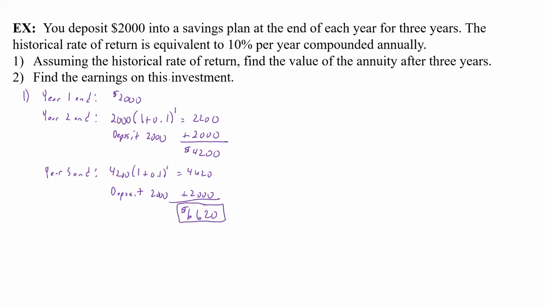Now it says find the earnings on this investment. Okay, well, earnings on the investment. How much have we total invested? Well, we've invested 2,000 here and 2,000 here and 2,000 here. So we've invested 6,000 out of that 6,620. So if we take 6,620 minus 6,000, that's going to be $620 basically in interest that we've earned off of this investment.